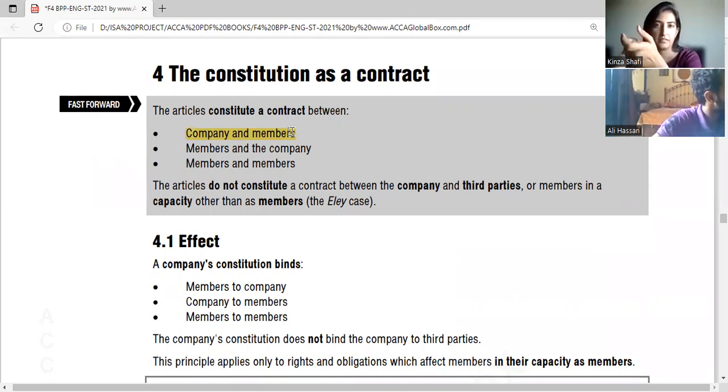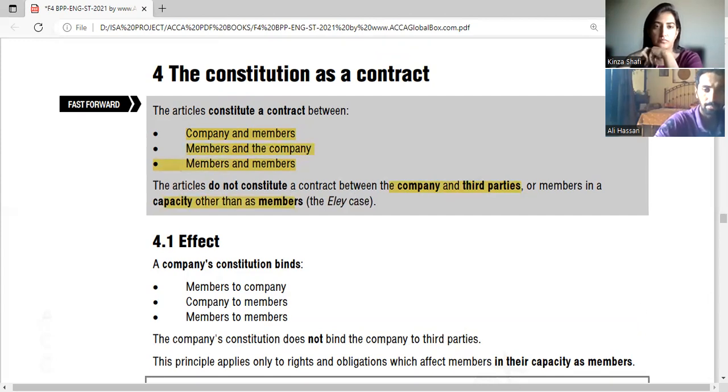Articles of association is the constitution of the company. The articles are treated as a constitution, and the constitution is said to be a contract. Contract between whom? Between the company and members, between members and the company, and between members and members. The articles do not constitute a contract between the company and third parties, or with members in a capacity other than as members. Point to be noted.